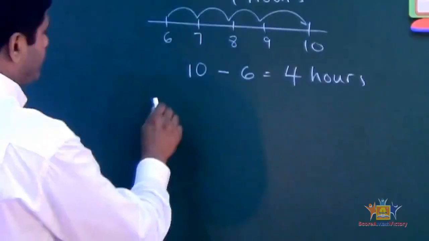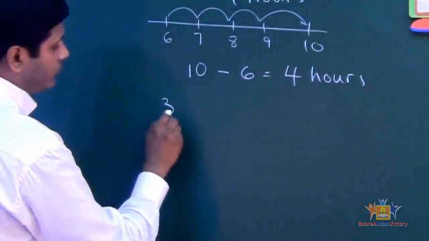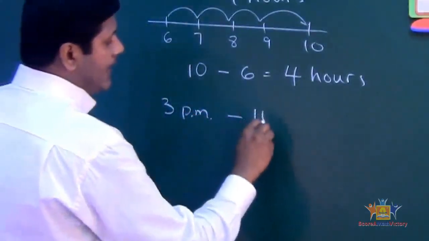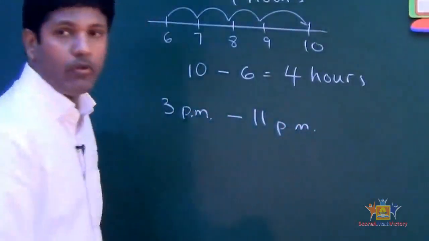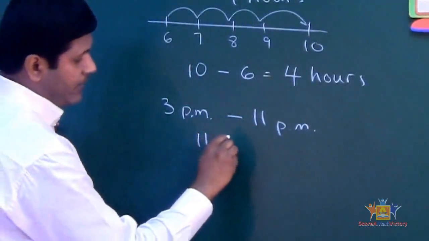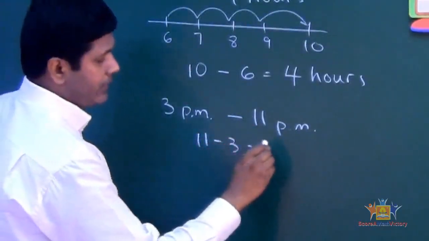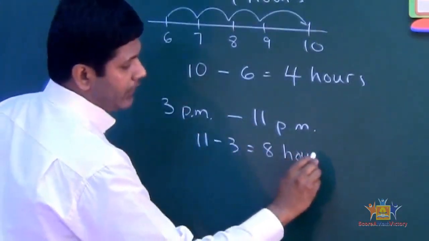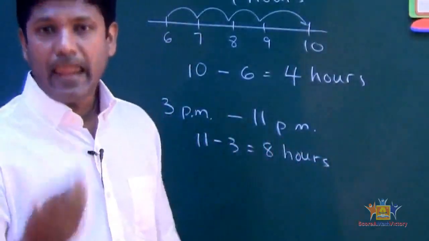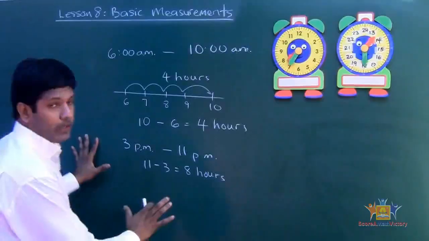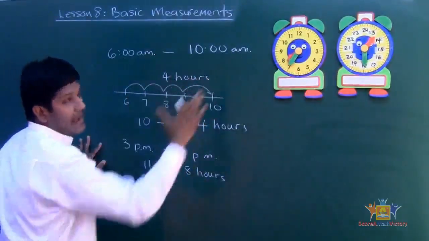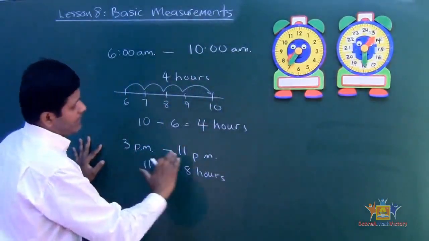Okay, so let's say, for example, I want to see the interval from 3 PM until 11 PM. What do I do? I take the difference between 11 and 3. So 11 minus 3 is, very good, 8. So 8 hours. Okay, so the interval between 3 and 11 is 8 hours. Okay, so very easy, isn't it? So far it's pretty straightforward, isn't it? 6 AM to 10 AM, and then 3 PM to 11 PM.